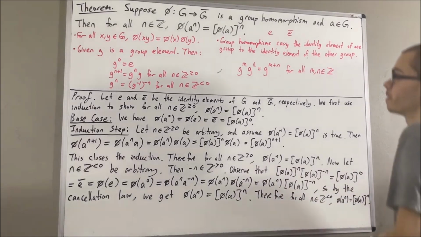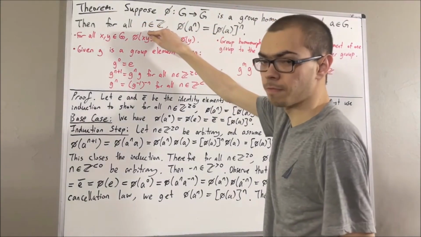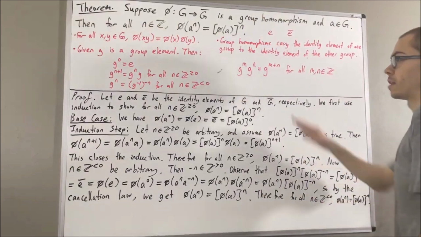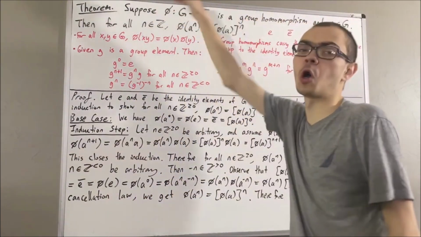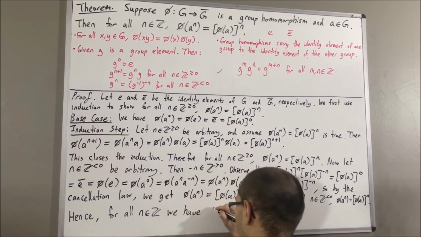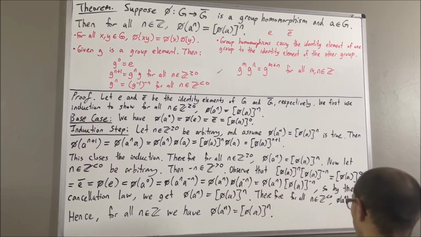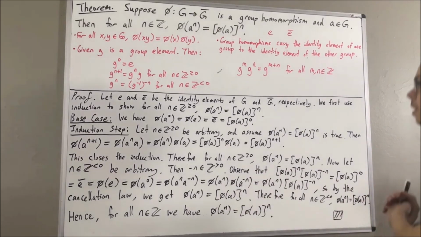So we have proven that this equality is true for all integers greater than or equal to 0, and now we have just proven that this equality is true for all integers less than 0. Therefore, it must be true for all integers. And so this completes the proof. And so yeah, that's pretty much it for this video.